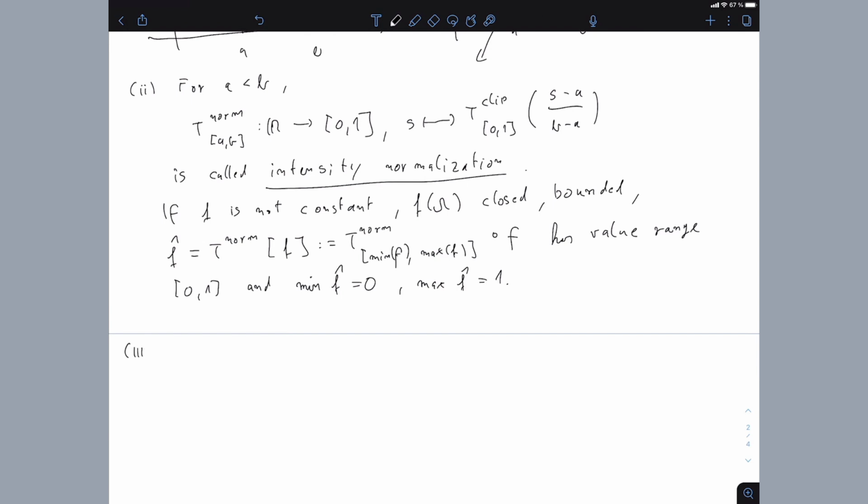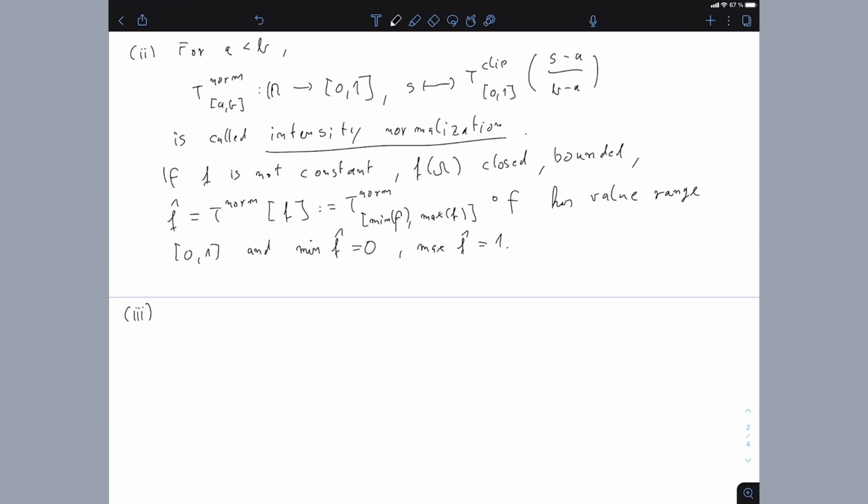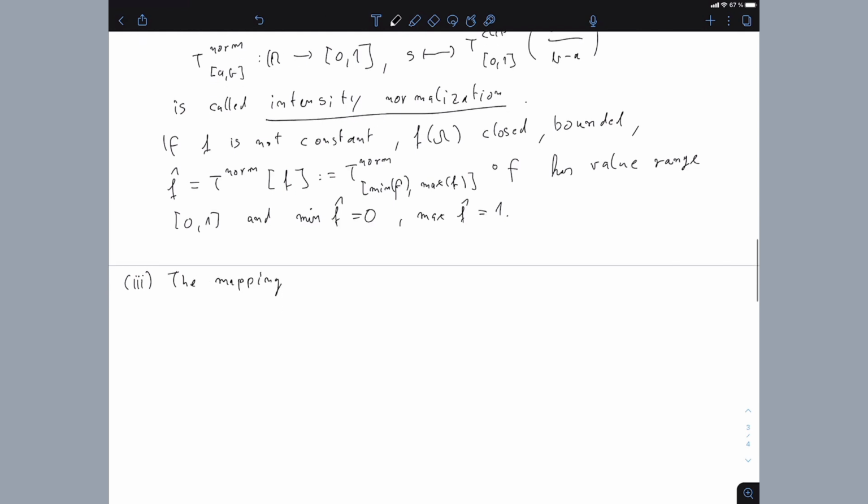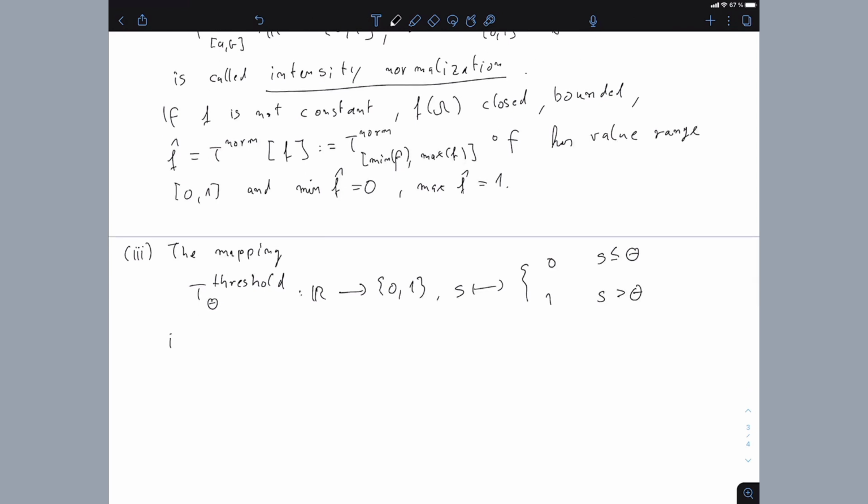So there are some other of these mappings. And the following one usually has a very different purpose. T theta, threshold. It goes from R to 0, 1 and maps S to 0 if S is smaller than theta, and to 1 if S is bigger than theta. That is called thresholding.